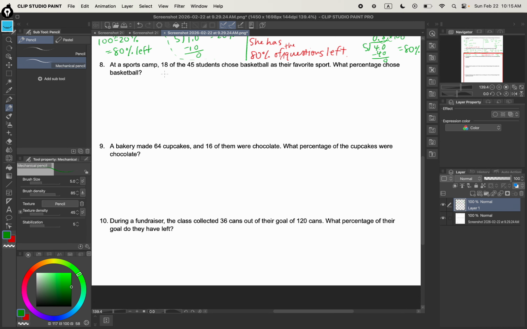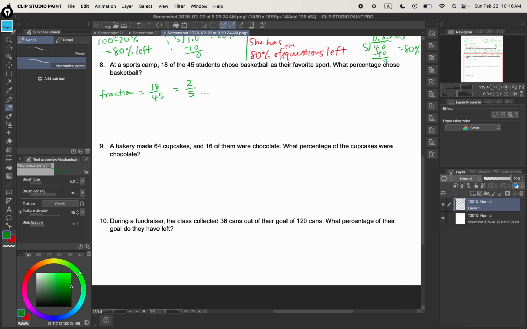Okay, sports camp. 18 of the 45 students chose basketball. What percentage chose basketball? Okay, so we need the fraction of people that chose basketball. That's going to be 18 out of 45, right? Number of people that chose basketball out of the total number of people. I'm going to simplify. Both of these are my 9 times tables, so I can divide it to 2/5.